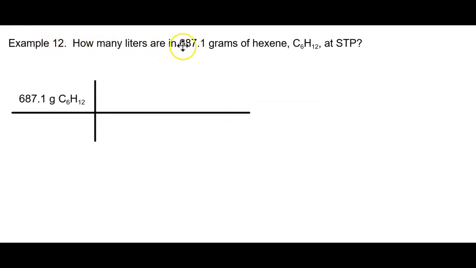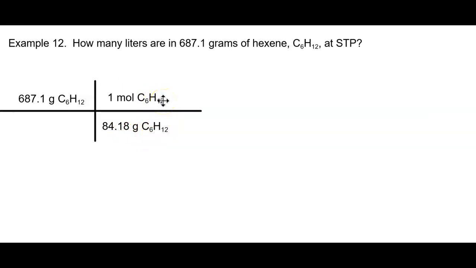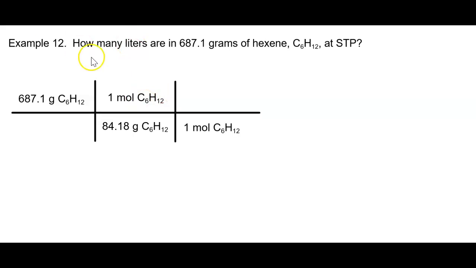Next, example 12. We're going to go from 687.1 grams of hexane at STP to liters. So we're going to start by getting rid of mass. We have to have grams on the bottom then. So we know there are 84.18 grams, that's just the molar mass of C6H12, for every 1 mole of C6H12. And then if we want to get to liters from moles, we know that for every 1 mole, there are 22.4 liters. This is the molar conversion of a gas at STP. We're going to cancel units. Grams cancel with grams, moles cancel with moles, leaving me liters. And I have 182.8 liters of C6H12.